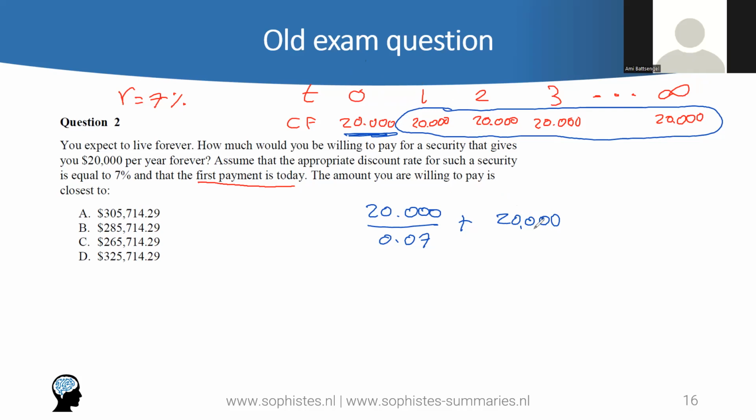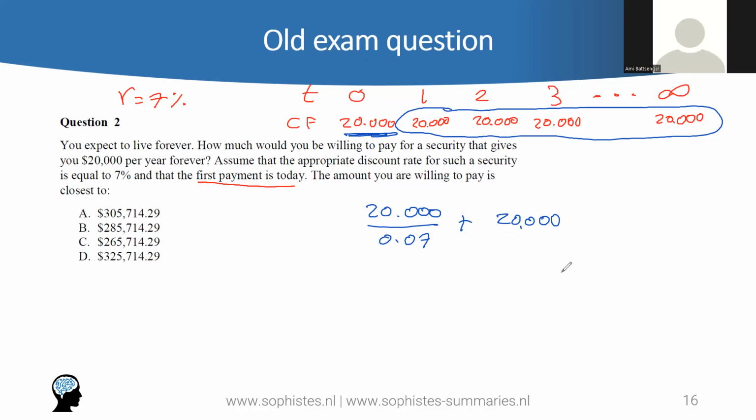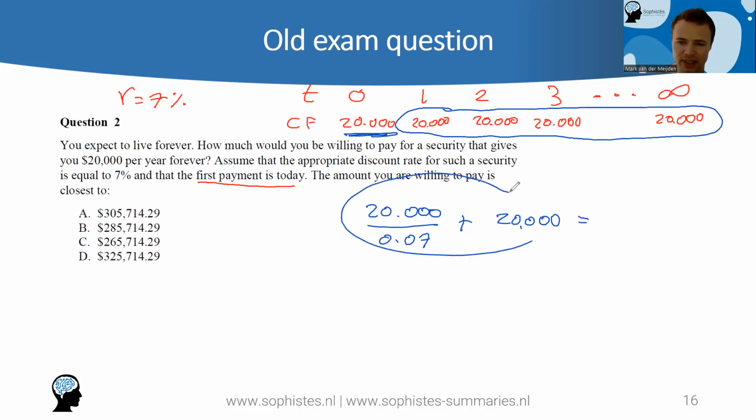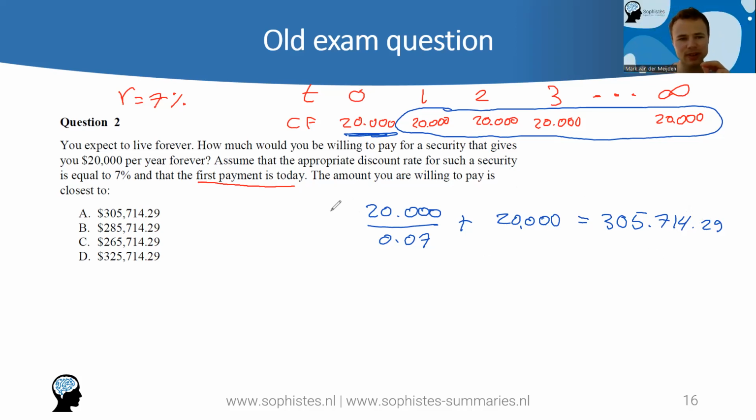So do you guys understand this way of doing it? So the answer is A. If you fill this into your calculator, do you get 305,000? So I did 20,000 divided by 0.07, and that's where I got B, and then I multiplied it by 1.07, and that's when I got A. Yes, that's the second way to do it.